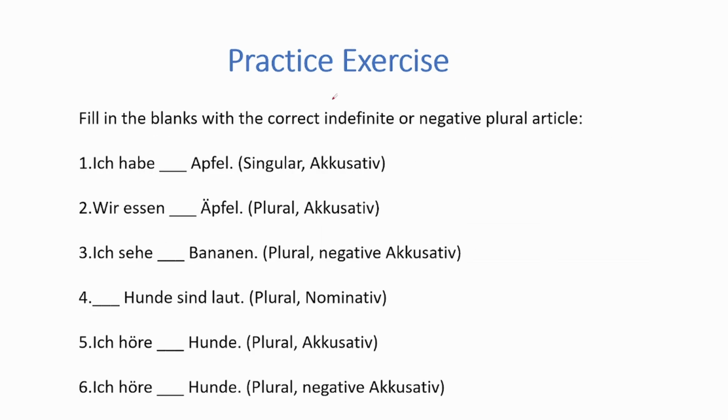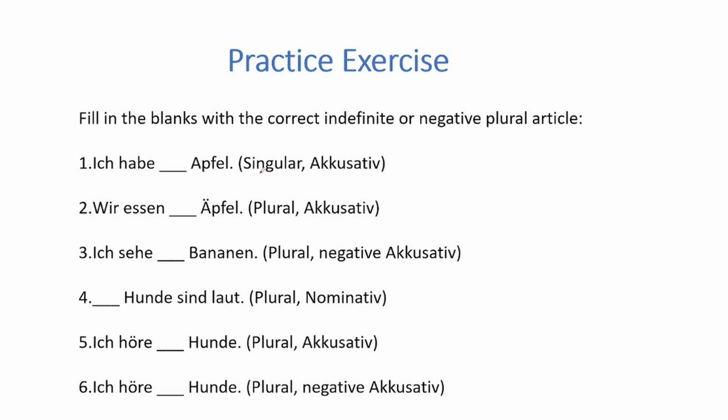Let's practice some exercises. Fill in the blanks with the correct indefinite or negative plural article. So we have to fill all these blanks with indefinite article or negative plural articles. Okay. So indefinite is ein or eine, right? And negative is kein. So when I say ich habe, fill in the blank, Apfel.